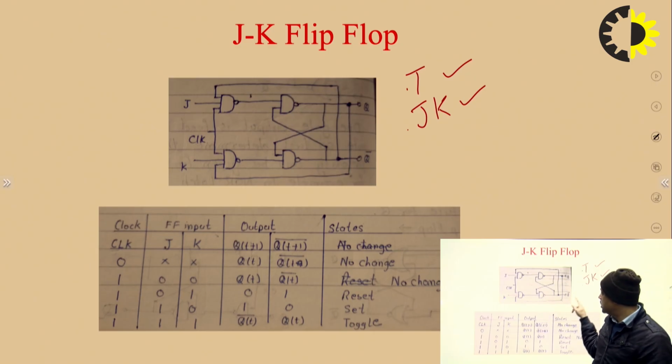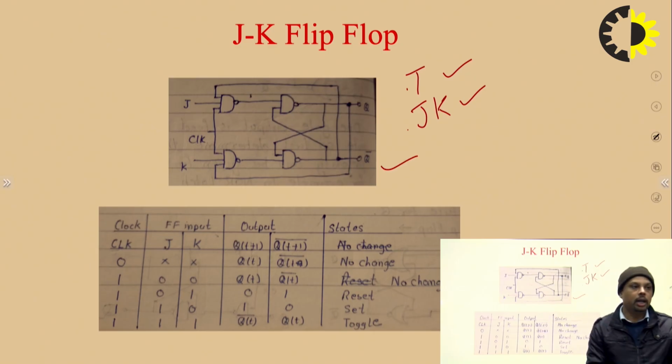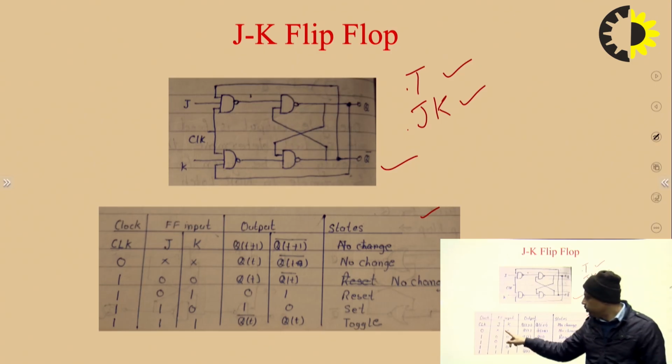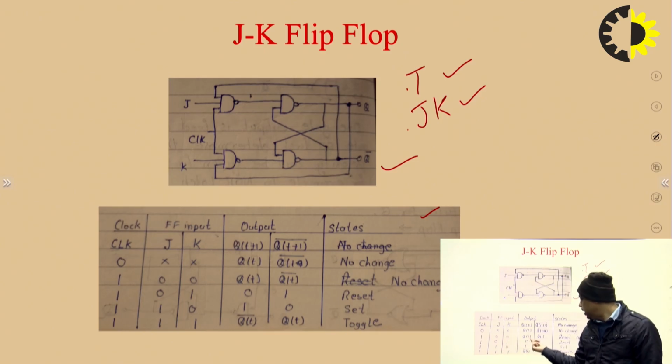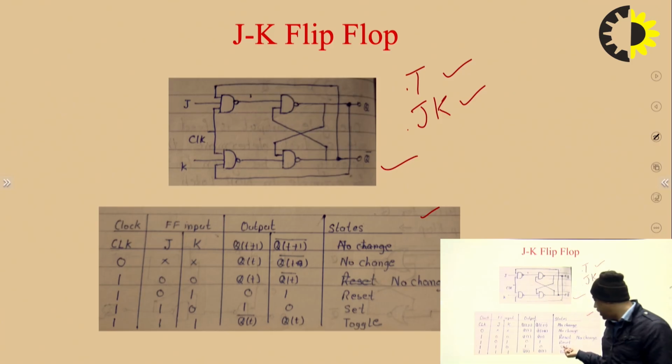So this is the JK flip-flop, as we can see over here with the help of a NAND latch, and this is the truth table of the JK flip-flop. Here we can see for the clock input, J K 0 0, we have the output Q t, that is known as no change. For 0 1, the output is 0. For 1 0, the output is 1, that is set, and for 1 1, the output is toggle.